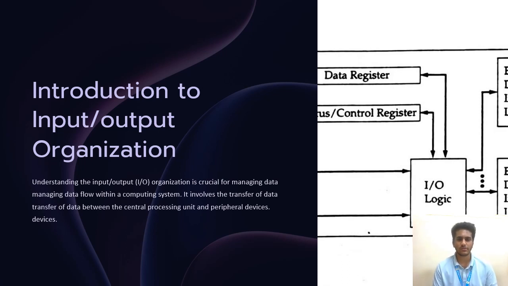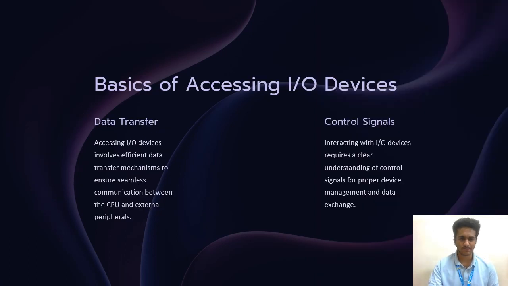Today I'm going to explain about the DDCO assignment, which is input-output organization, accessing input-output devices, as well as interrupts and interrupt hardware. First, looking into the introduction of input-output organization. Input-output organization is crucial for managing data flow within a computing system. It involves a transfer of data between the central processing unit as well as the peripheral devices.